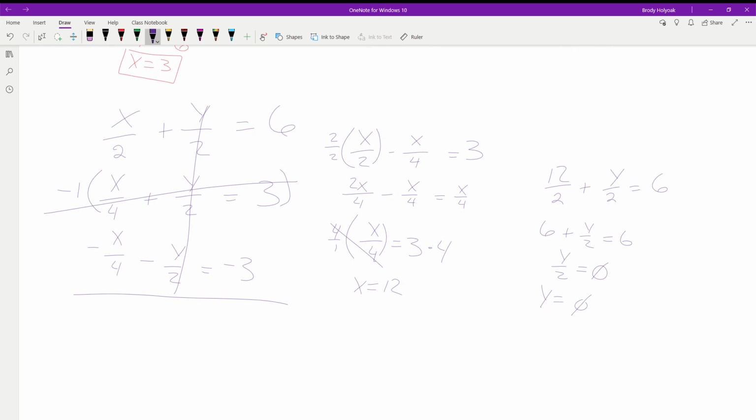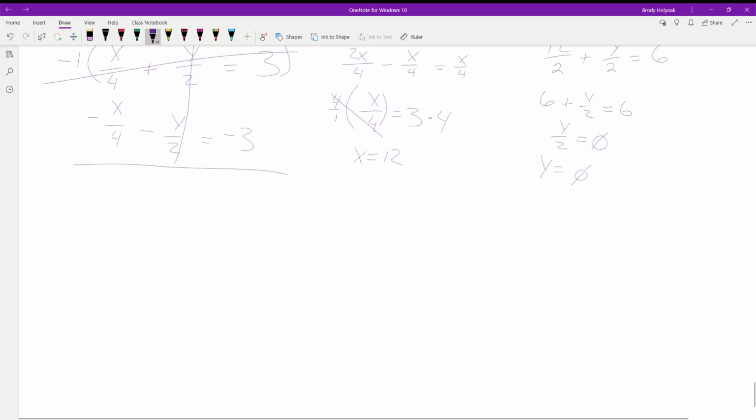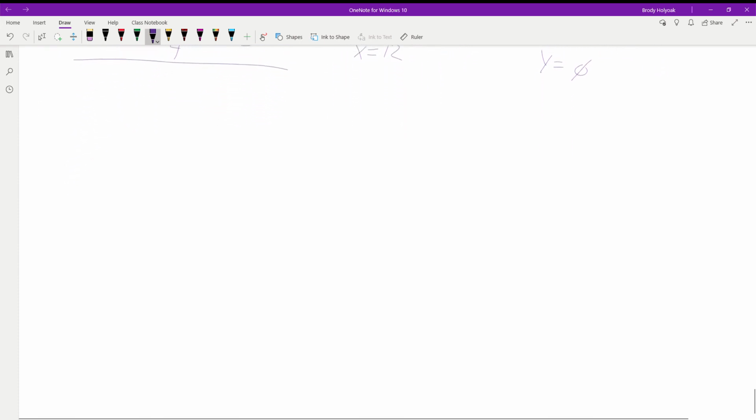Do you guys know that Chuck Norris can divide by 0? That's true. Chuck Norris said so, so it has to be true, right?